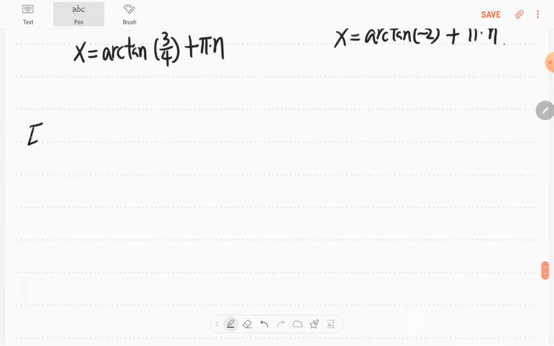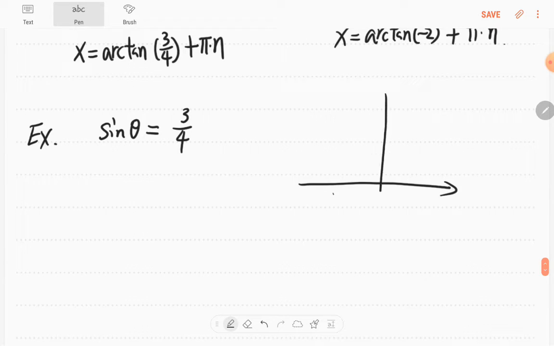In this example, if you have sine theta equals 3/4, right? 3/4. But we don't know, this is not a special number, right? But it's positive, so we know it should be here and here, right? Here and here.